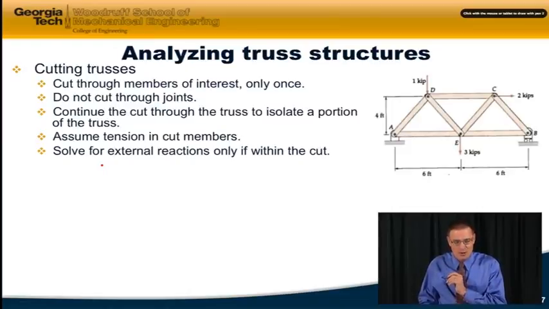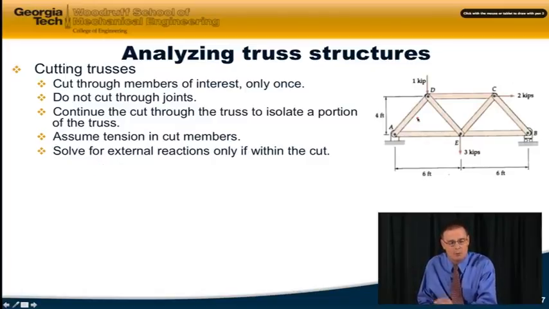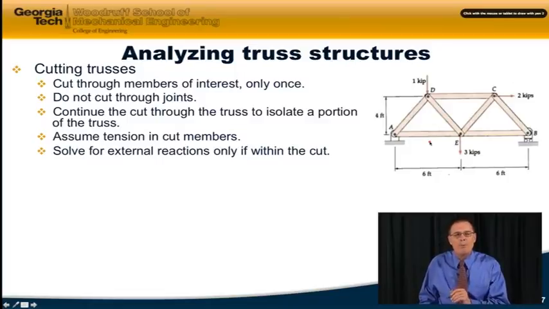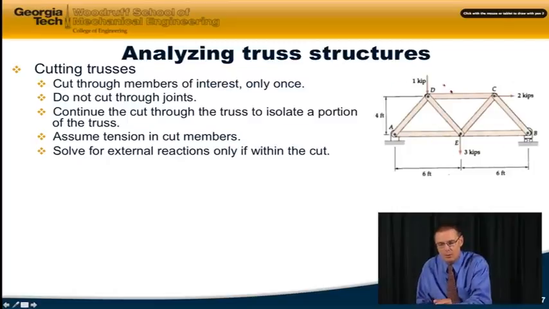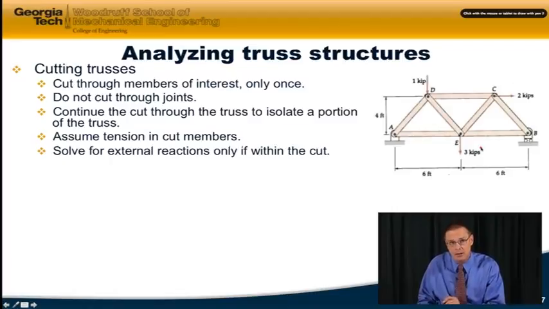Analyzing truss structures. Well, we're going to cut structures, and we're going to cut through the members that we're interested in finding what the forces are in them. We're not going to cut through the joints themselves. We're going to continue to cut the truss to isolate a portion. If you remember back a couple of modules ago, I stated that the entire structure has to be in equilibrium, and if I isolate any portion of the structure, it has to be in equilibrium as well. Once we isolate that portion of the truss, we're going to assume that we have tension in the cut members. If the value comes out to be negative, we'll know that those members are in compression instead.